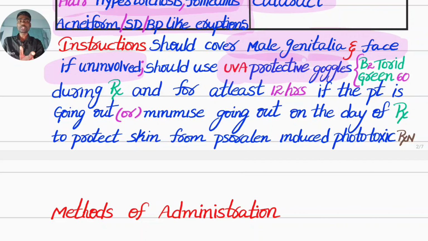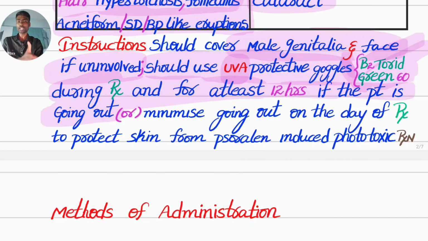Should use protective goggles. For what? To protect eyes from phototoxic effects and to prevent cataract. UVA protective goggles examples are B2 Torrid and Green 60. Same narrowband UVB specific wavelength blocking specs we have to use during therapy and for at least 12 hours if the patient is going out. For what? I already told you, psoralen will accumulate and it will eliminate slowly. Until then, we have to be safe without exposing to sunlight.